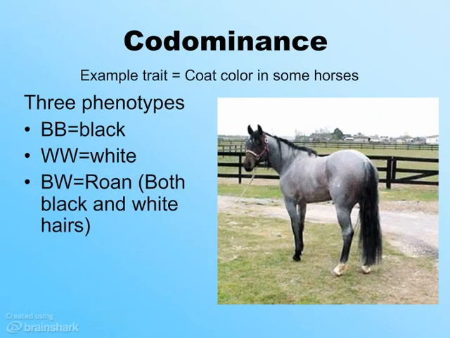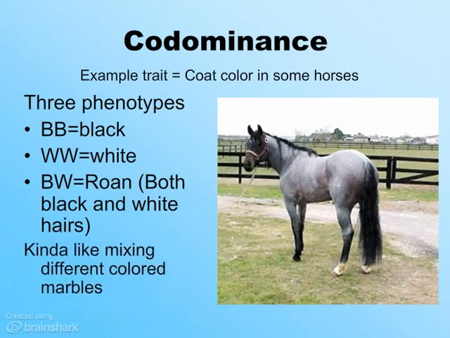And in this case, instead of mixing paint, I think of this more like mixing different colored marbles. In this case, with the roan horse, the heterozygous black-white, each individual hair is fully black or fully white. So there are both black and white hairs present. So both of those traits are fully expressed. There isn't an intermediate color until we back up and, due to the lack of our resolution to tell individual hairs apart, we smear them together into this neat pattern called roan.